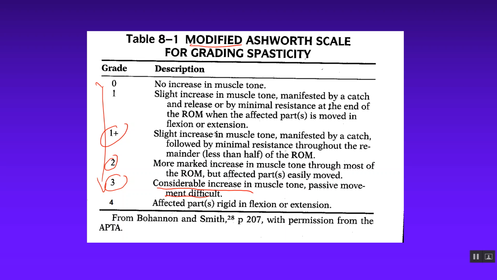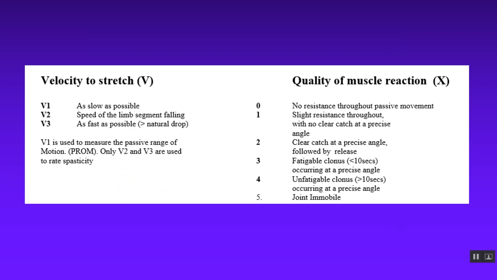4 is it's in rigid flexion or extension. Like I can't even pull their arm, or I can't flex their leg at all. It's just stiff. That's a 4. But this one's actually much simpler than the Tardieu scale. So the Tardieu scale, and again, I'll upload these slides.